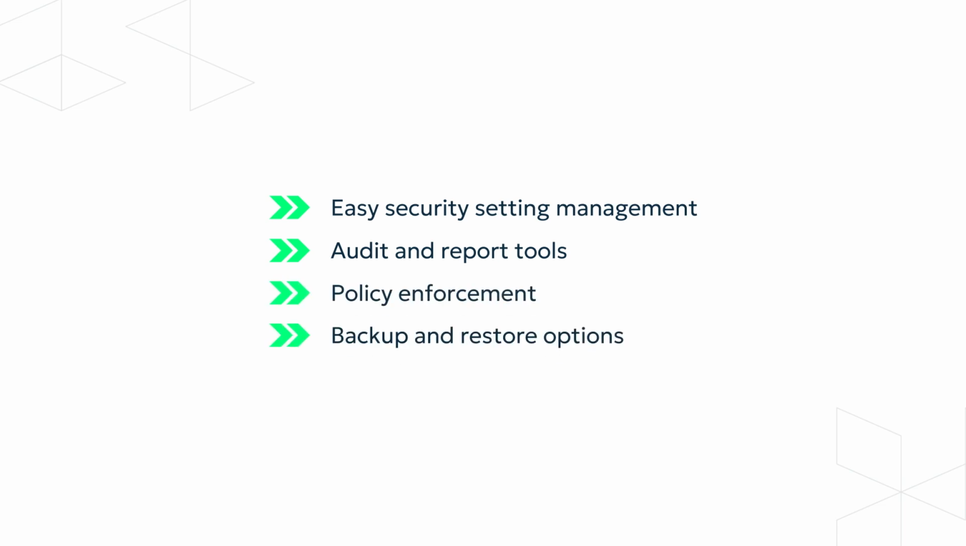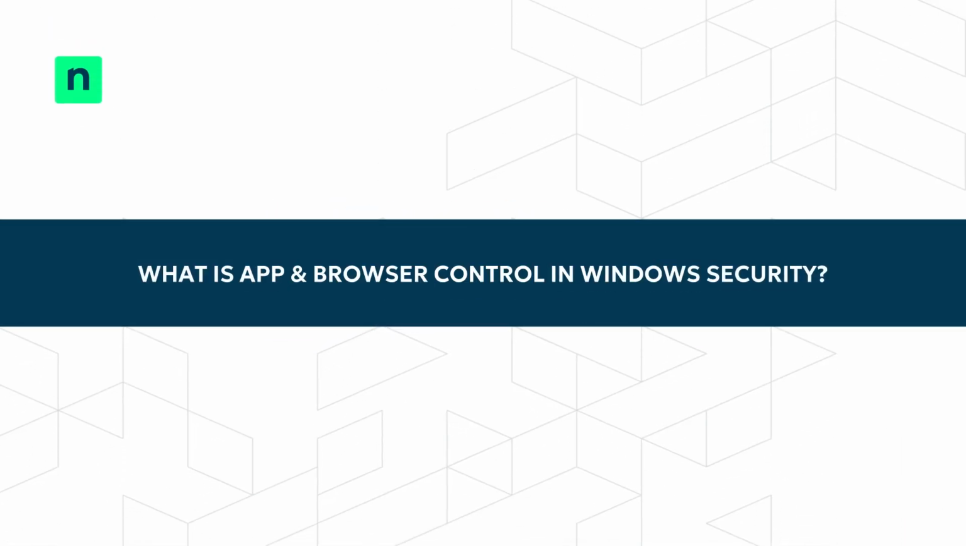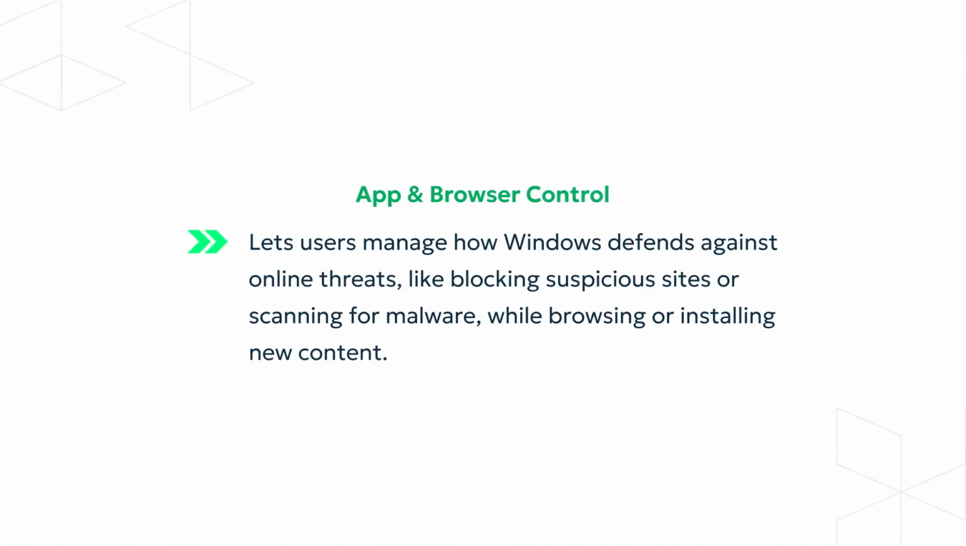What is app and browser control in Windows Security? App and browser control lets users manage how Windows defends against online threats, like blocking suspicious sites or scanning for malware, while browsing or installing new content. Hiding the app and browser control section in Windows Security is a useful way for administrators to prevent users from altering important security settings.